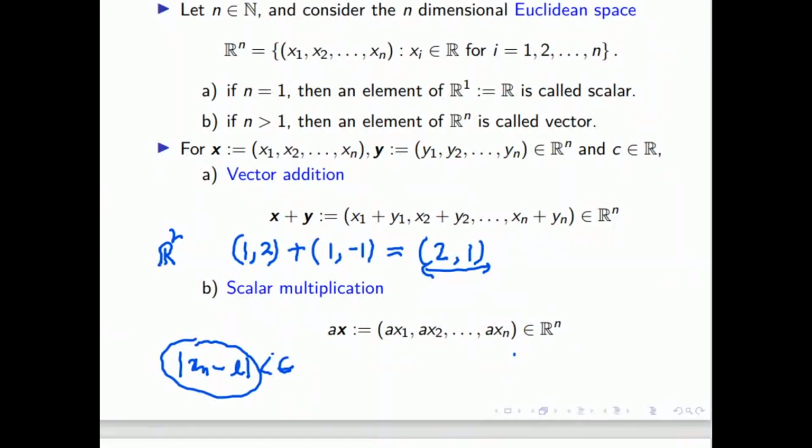So now how will we measure the distance in 2 dimension, R2, or R3, or in Rn? How to measure the distance? Suppose there are 2 points, 1 comma 2 and 1 comma minus 1. How to measure the distance between these two? Distance formula. Yes, what is the distance formula?